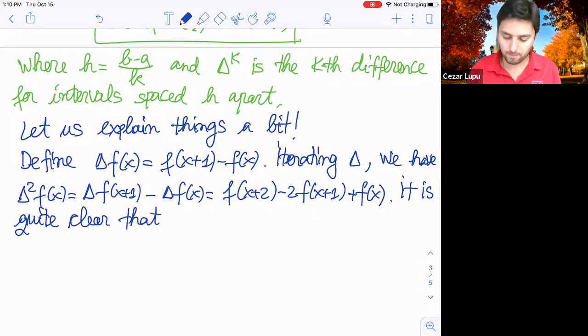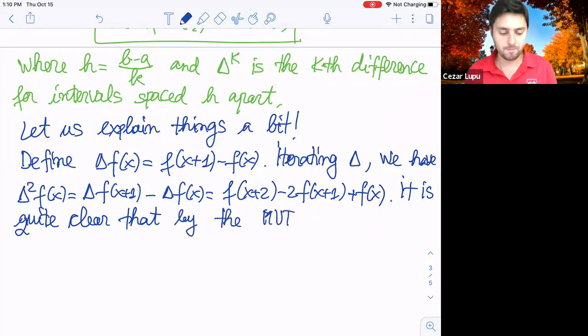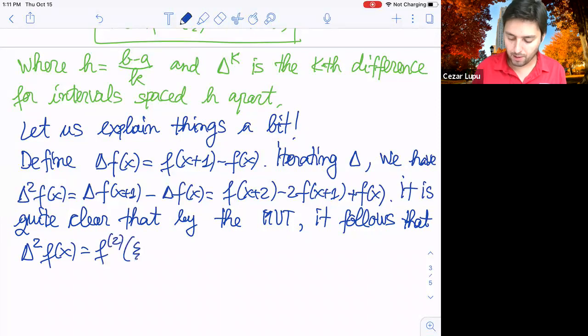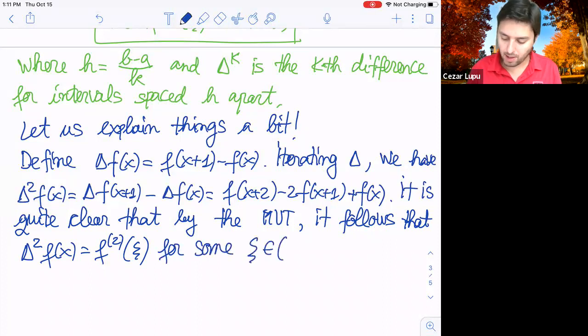By the mean value theorem, so we apply the mean value theorem step by step, basically inductively. It follows that delta squared of f of x is the second derivative of f at the point c for some c between x and x plus 2 this time. Right? And we keep going, right? And we keep going.